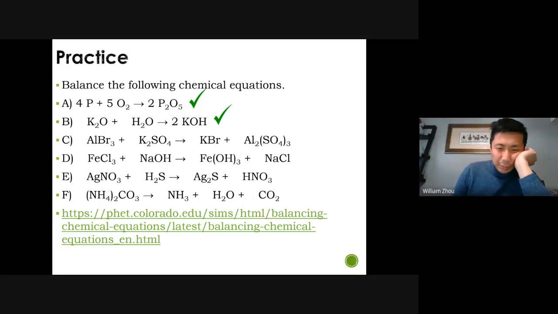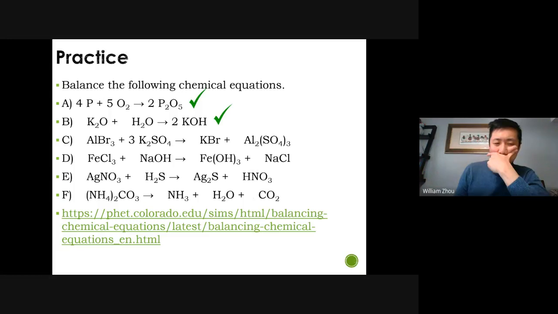C is long, but it's not necessarily difficult. What are the numbers? Remember the strategy here. Go with something complicated first. 2, 3, 6, and 1. I think that's correct. Yes.